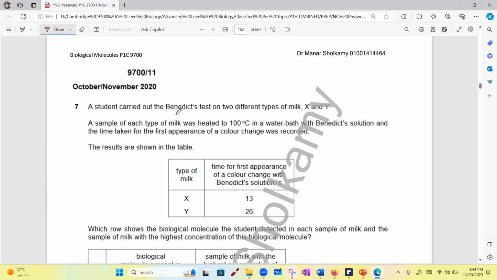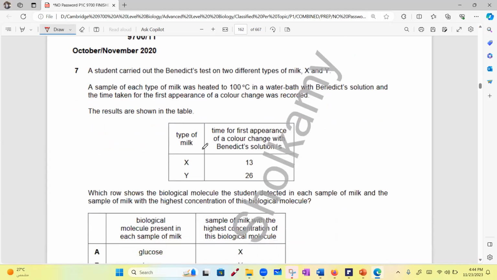A student carried out the Benedict's test on 2 different types of milk, X and Y. A sample of each type of milk was heated to 100 degrees in a water bath with Benedict solution, and the time taken for the first appearance of a color change was recorded. The results are shown in the table: milk X, 13, and milk Y, 26. Now, logically, when it takes less time, will it have more reducing sugar or less? More. So definitely, milk X has more reducing sugar.